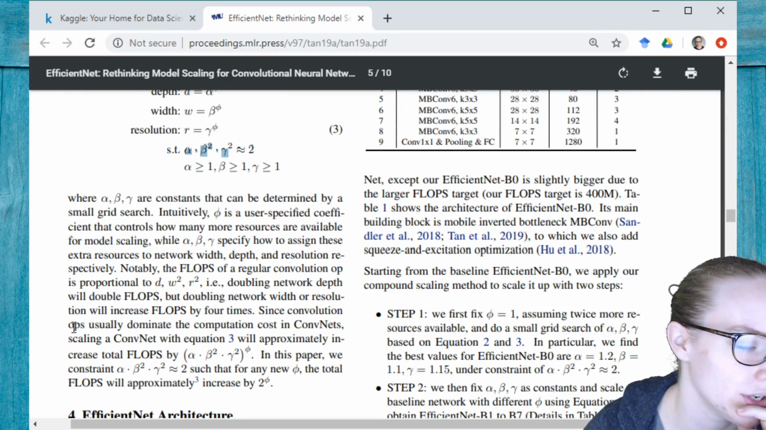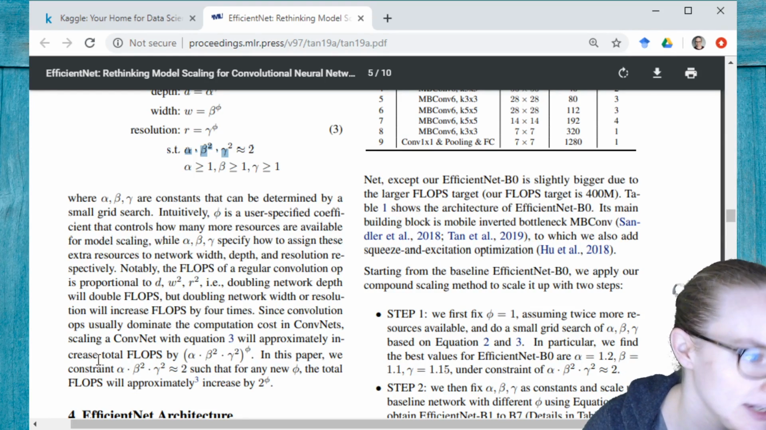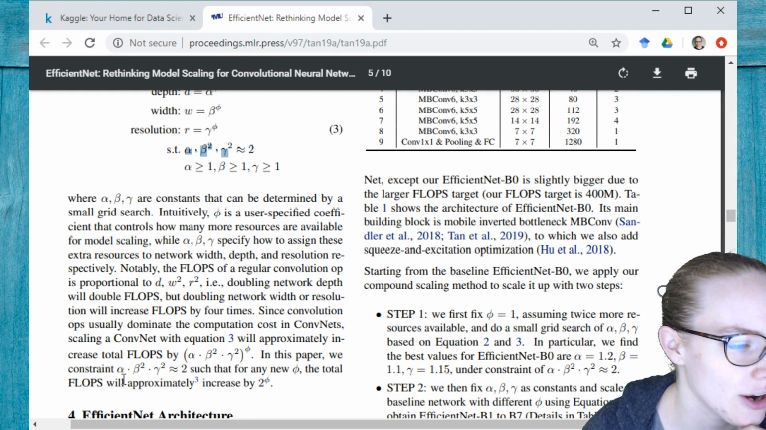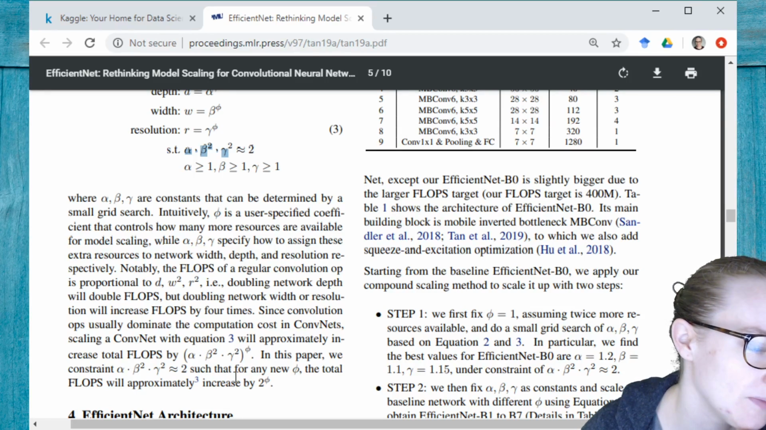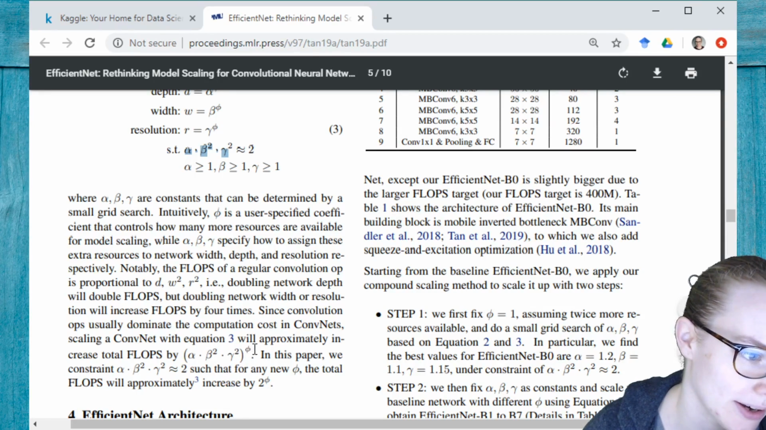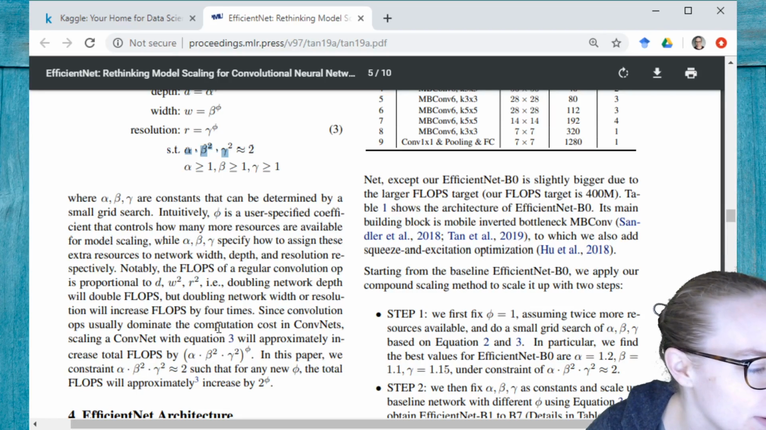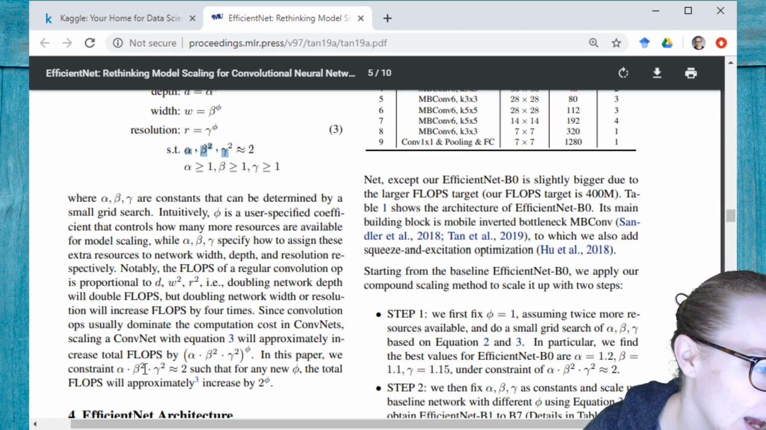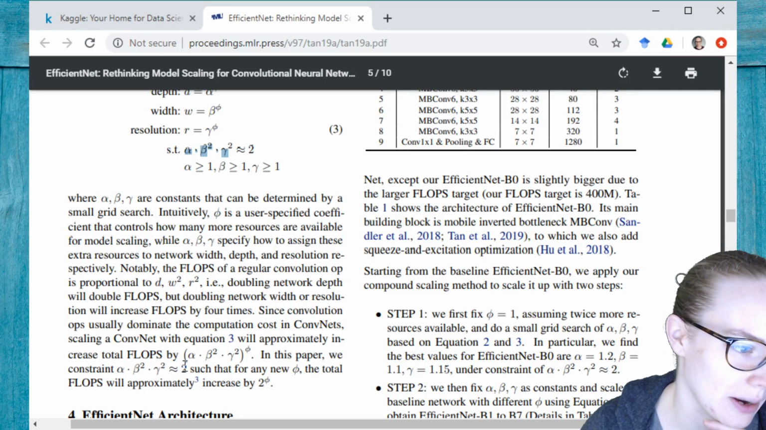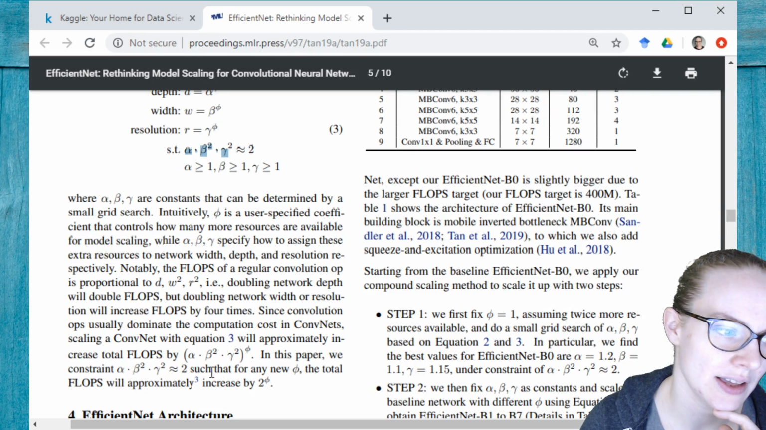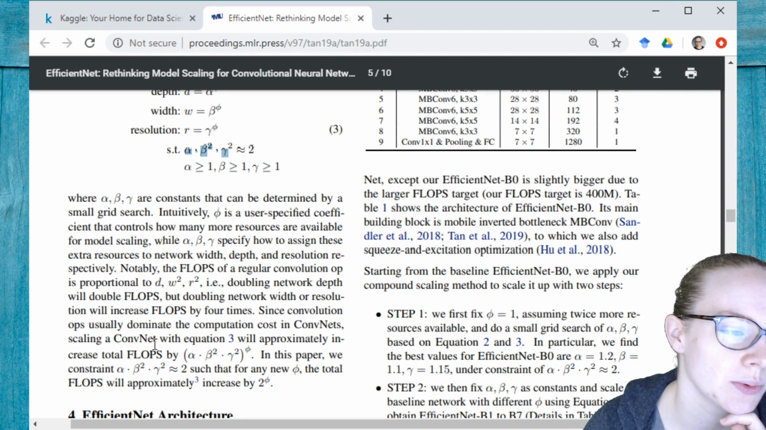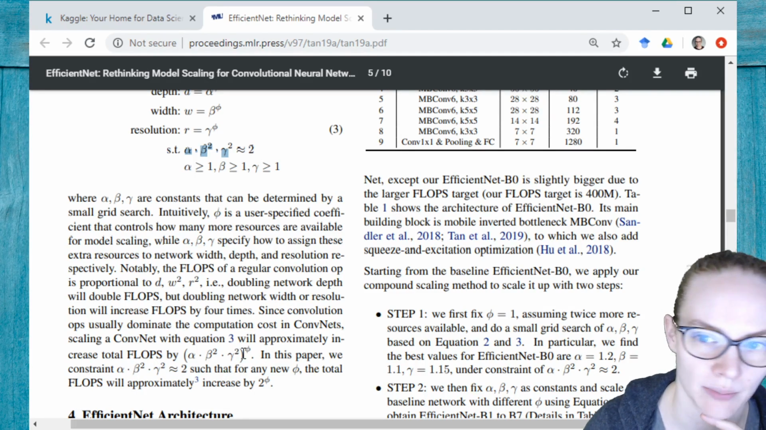Since convolution operations usually dominate the computation cost in convnets, scaling a convnet with equation 3 will approximately increase total FLOPS by the dot product of alpha, beta squared, gamma squared to the 5th power. In this paper, we constrain alpha, beta squared, gamma squared approximately 2, or proportional to 2, such that for any new phi, the total FLOPS will approximately increase by 2 to the phi.